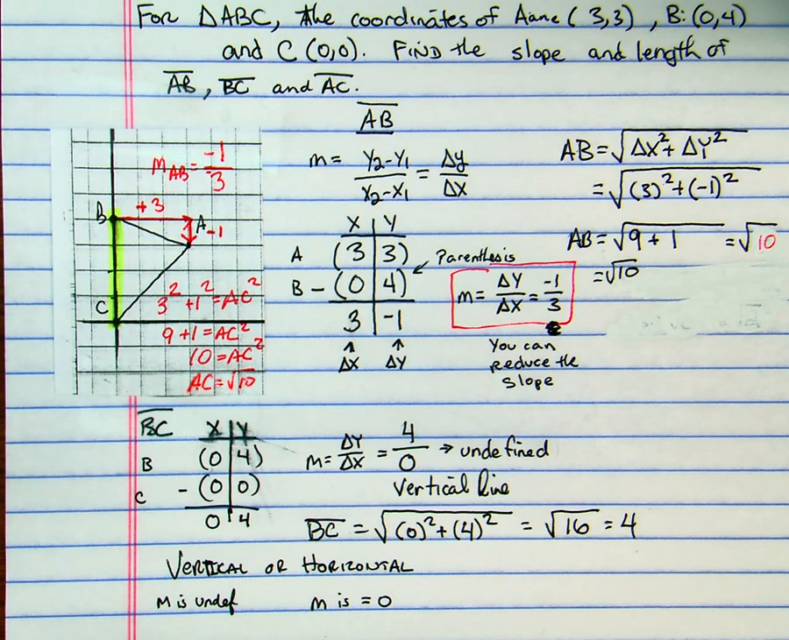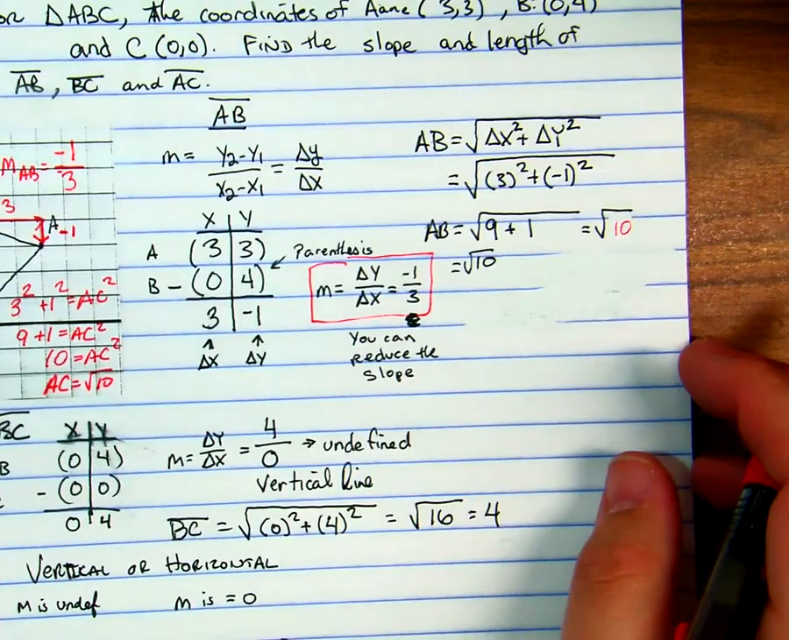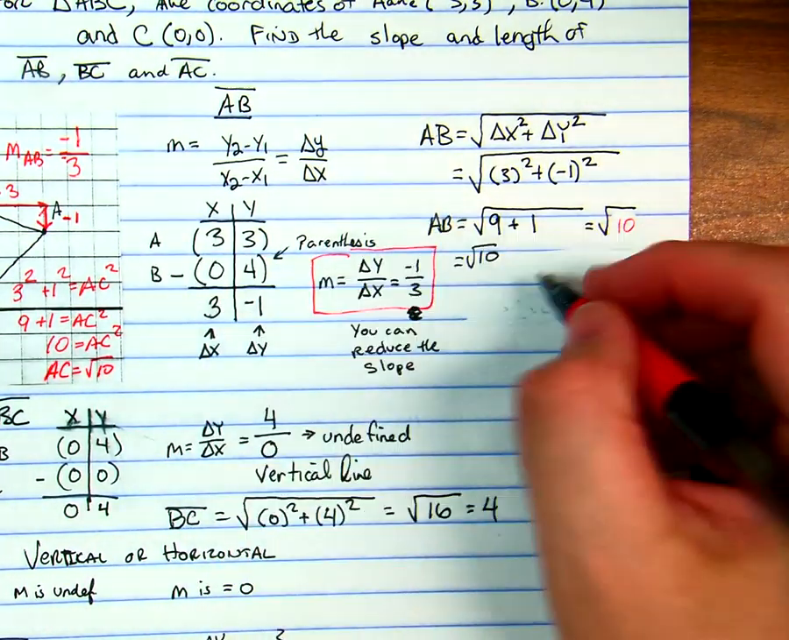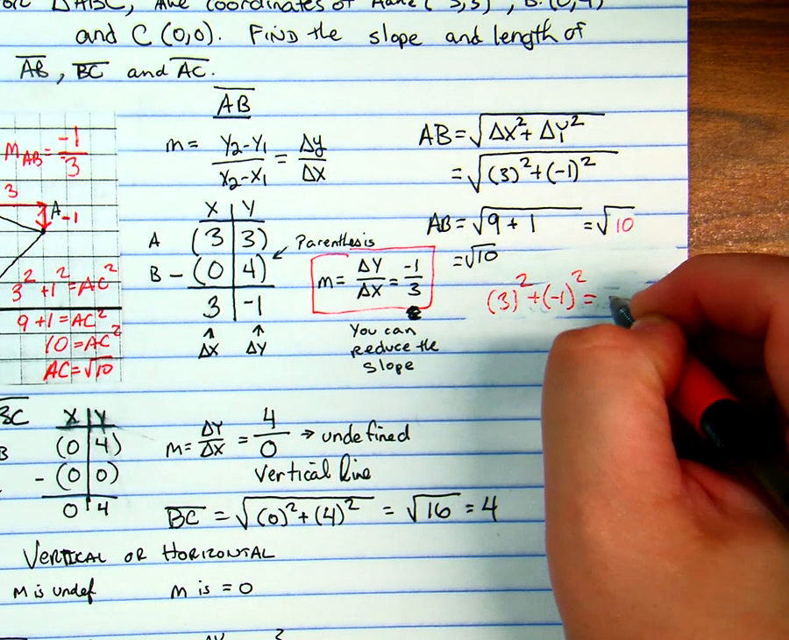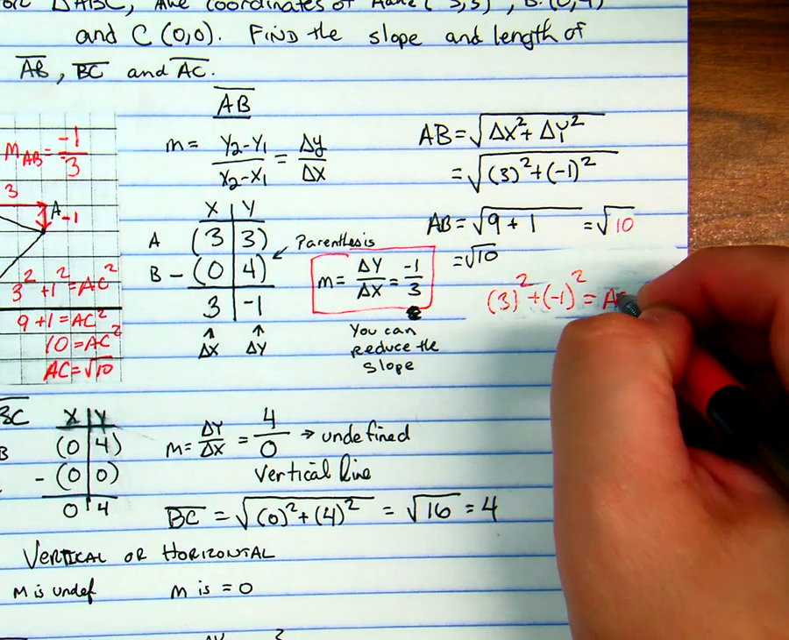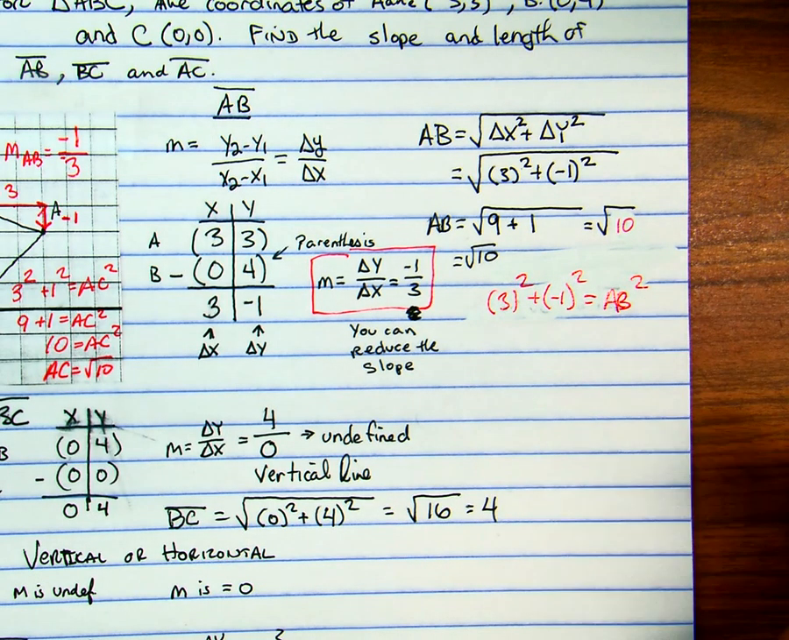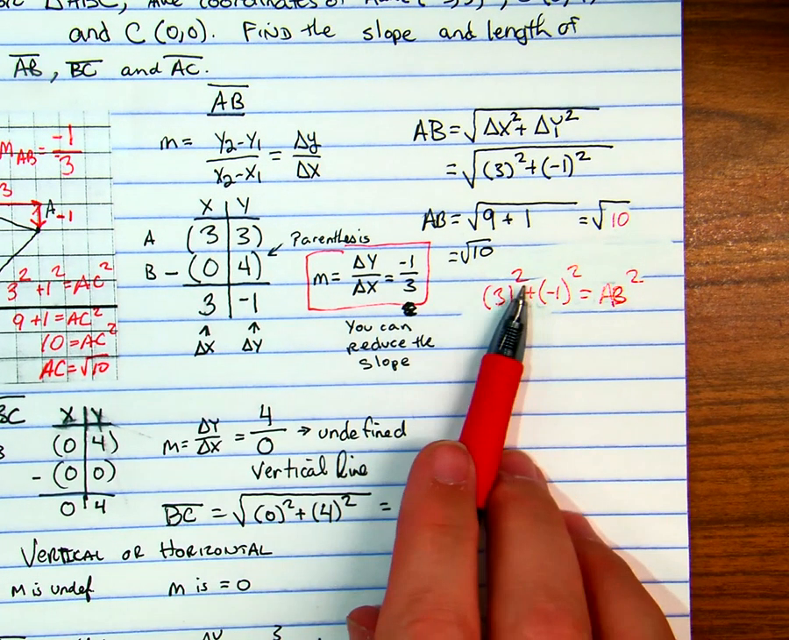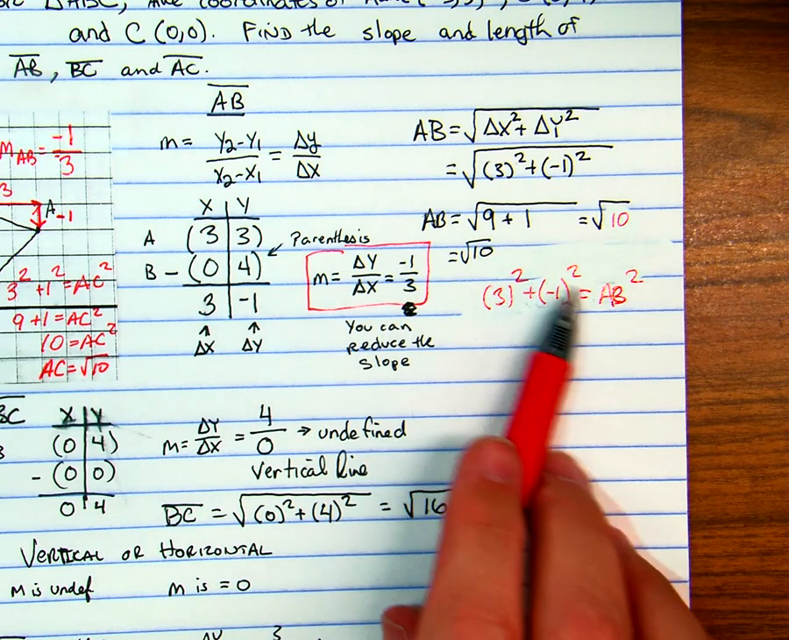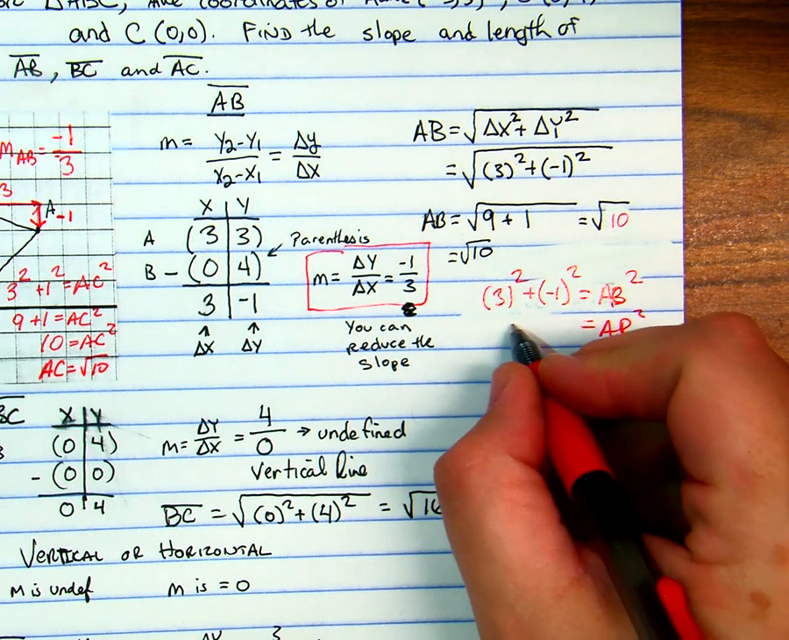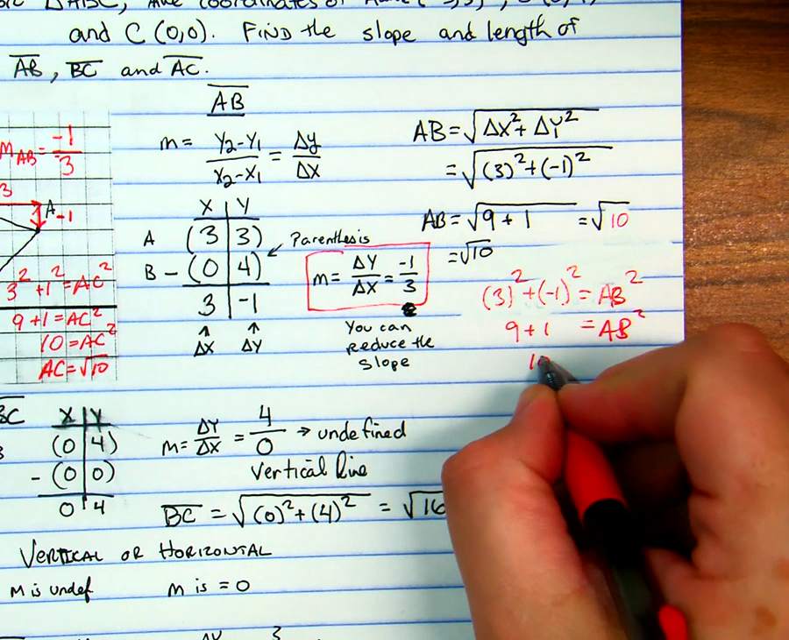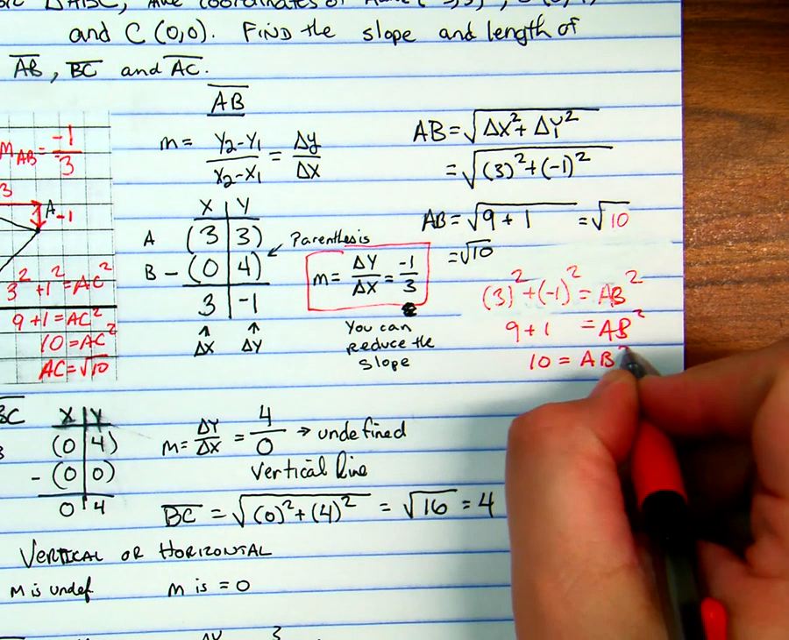And even here, since I have some space over here, I'll just show you in red really quick. You could have said that 3 squared plus negative 1 squared is equal to AB squared. You could have just taken that value squared plus that value squared is equal to that squared. Then you get AB squared. That's 9 plus 1, so 10 is equal to AB squared. So AB is equal to the square root of 10, which is just what we did here.